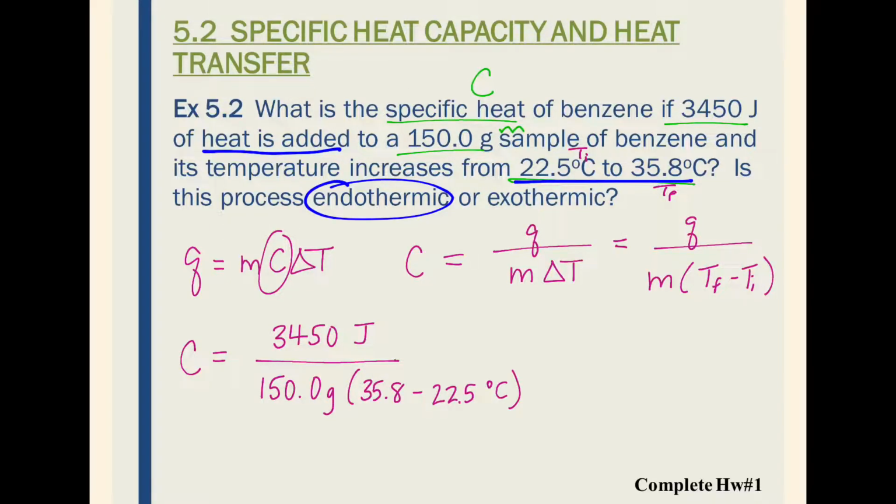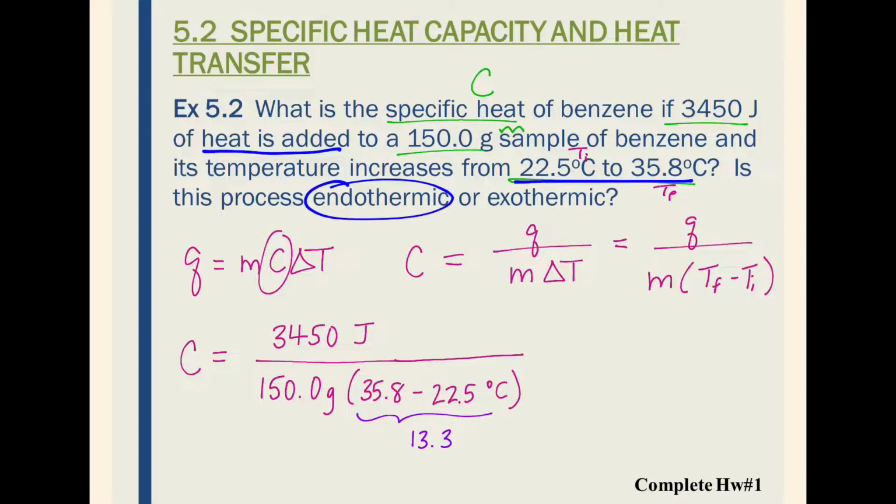I've got that. Now, as far as the units go, notice that none of these units cancel out. I've got joules, grams, and degrees Celsius. That just means all 3 of them will be in our final answer. If I do a quick check for sig figs here, when I subtract, both of those have 1 decimal place. So I'll round that to 1 decimal place.